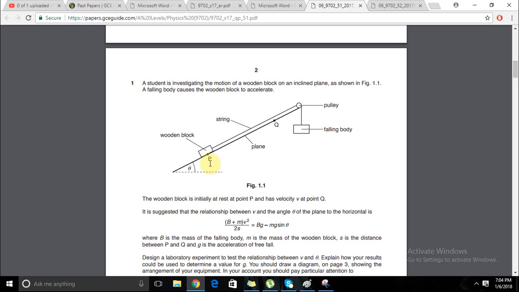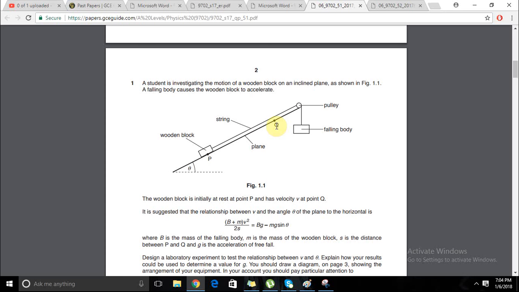And it is at rest at point P and has velocity v at point Q, and obviously there would be some acceleration observed, and so there would be an increase, and by the time it is at Q it would have velocity v that is of an unknown value.